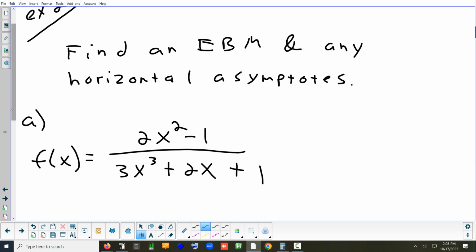Okay, so here's one. It says find the EBM and then find the horizontal asymptotes. There's definitely a connection between those two things. You know what, I'm not even going to put an equal sign. I'm going to put an arrow, because the EBM is not equal to the original problem. It's a simplified version of the original problem. What's the EBM of what's in the top?